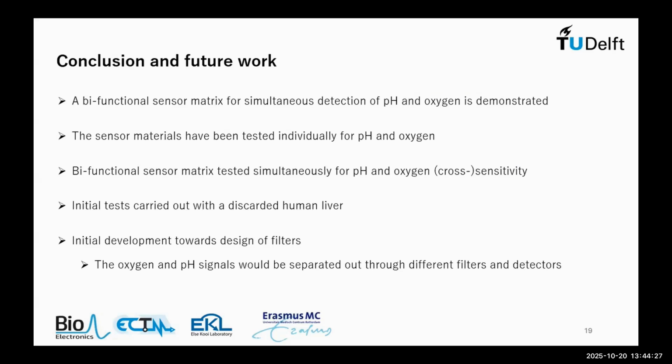So conclusions, we've managed to make a bifunctional sensor detecting pH and oxygen. They've been tested individually, but also together. And we've removed most of the cross sensitivity. We had initial tests carried out on a discarded human liver, which was rejected for transplant. Filippos is now on standby. If they have an organ that's been rejected, they call him and he goes down to Rotterdam, which is fortunately only about 20 minutes away, and he can do the experiments. And he's also looking towards the filters.